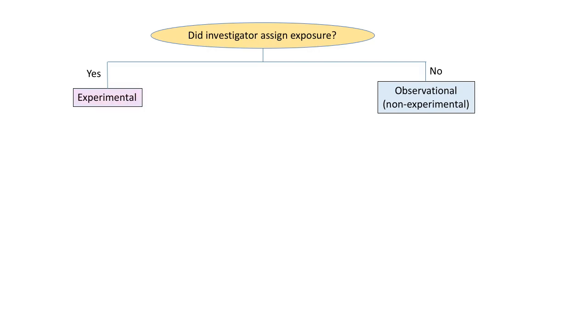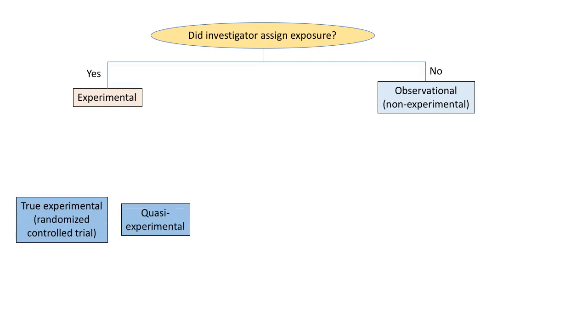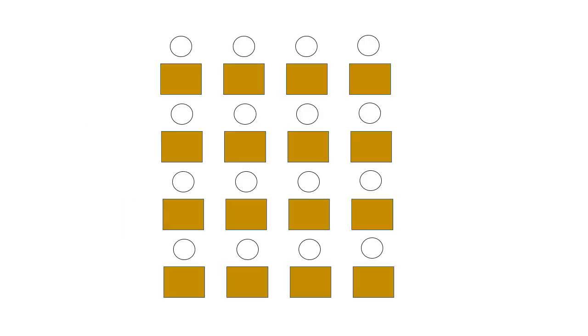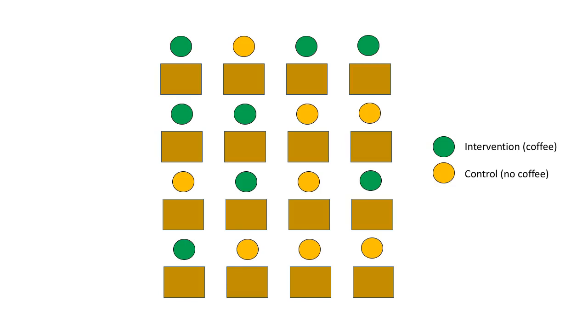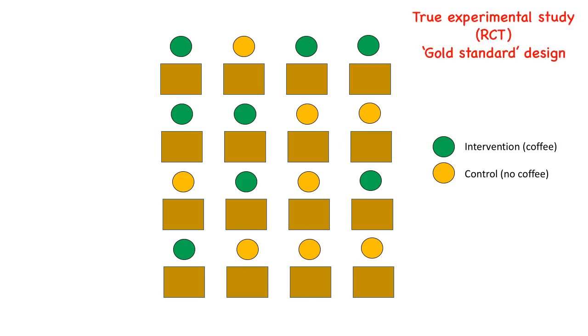Let's talk about experimental studies. There are 2 main designs, and the question that you can use to distinguish between these 2 is this: was the exposure randomly assigned? Let's say you're conducting an experimental study of coffee and stomach ulcers among the students in CNEAS 298. If you randomly assign participants to either the intervention coffee group or to the control no coffee group, then you are conducting a true experimental study, also called a randomized controlled trial. And you're using what's considered the gold standard of research designs.